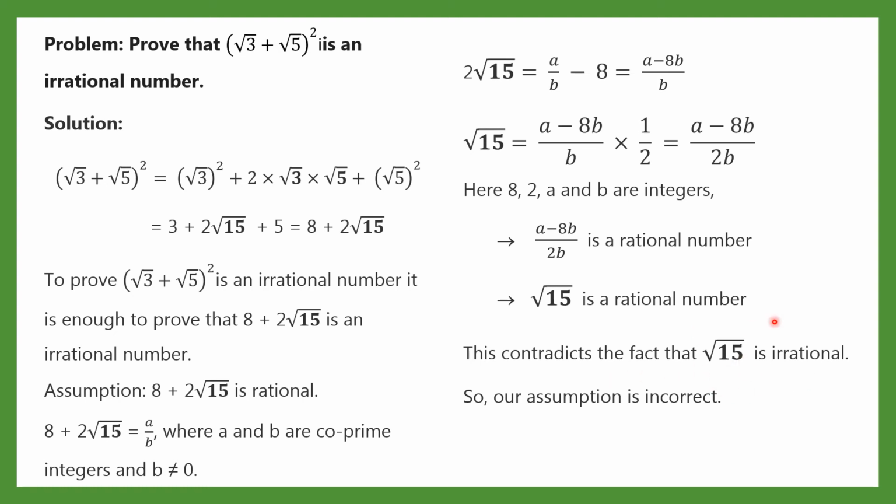We got this contradiction, so our assumption is incorrect. What is our assumption? 8 plus 2 root 15 is rational. Therefore, 8 plus 2 root 15 is irrational. From that you can conclude root 3 plus root 5 whole square is also irrational. Directly I am writing: hence, root 3 plus root 5 whole square is an irrational number.